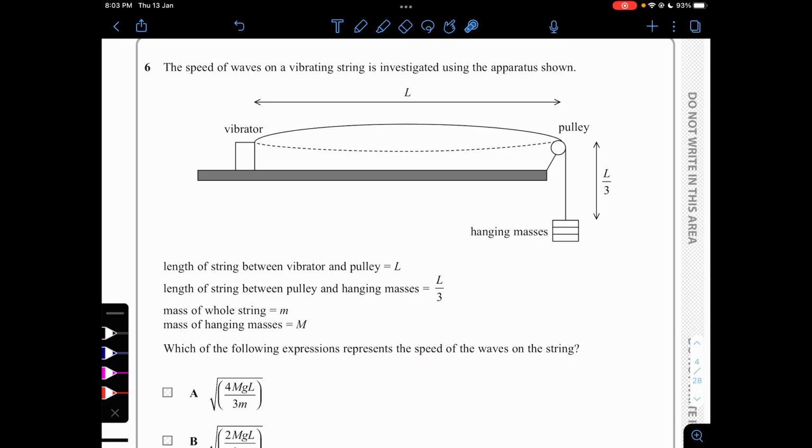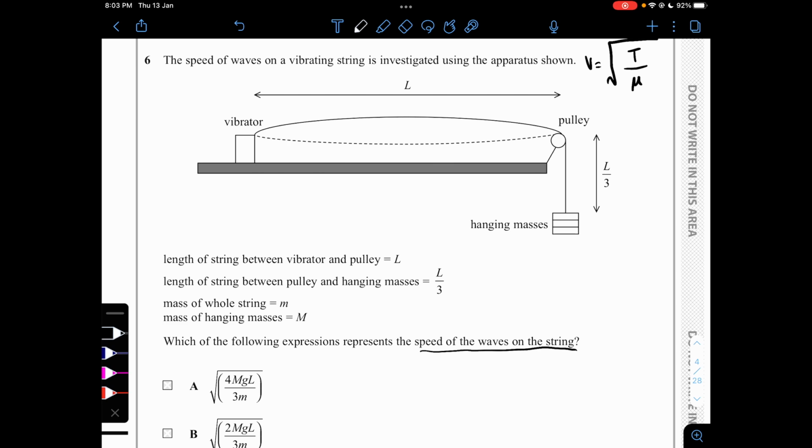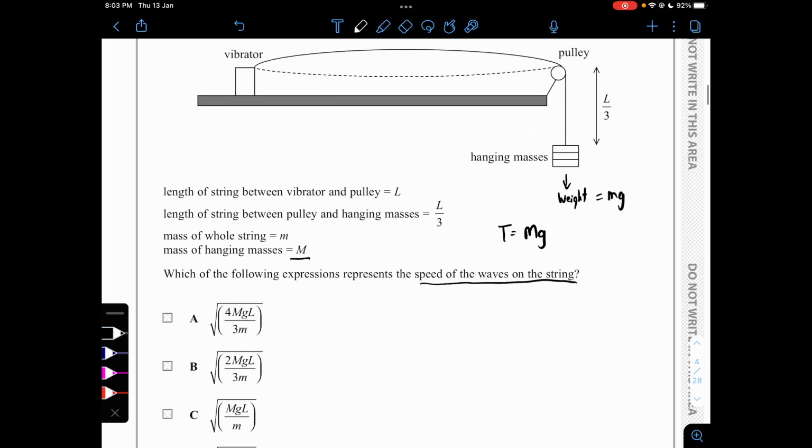Now, is there a formula that we can remember for the speed of the waves on a string? There is such a formula, and that is V equals square root of T over mu. Now, the T is the tension, which in this case will be our weight, right? So T equals what? What's weight? Weight is mg, right? Usually mg. Now in this case, what's the mass? This is capital M, so it'll be Mg. Okay, we know that. What about our mu?